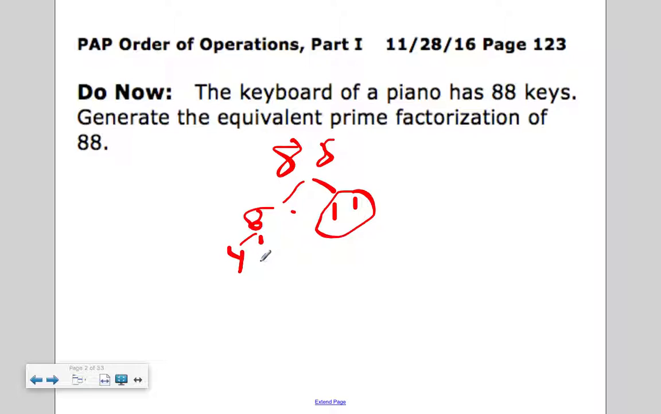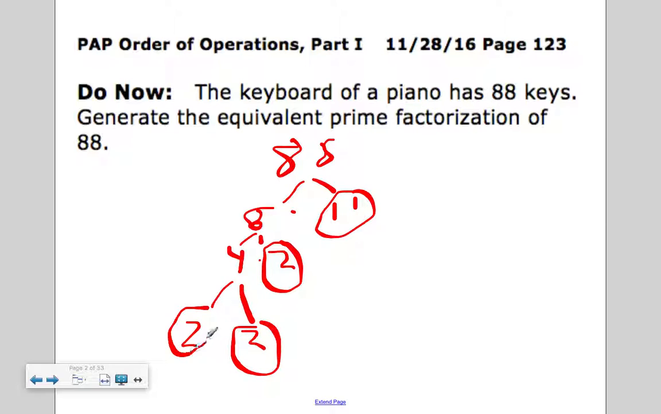Did you know some kids will say 8 is 4 times 4? Please do not be that kid, because we're multiplying. 2 is a prime factor. 4 is 2 times 2. These 2's are prime factors. So what prime factors make up 88? 2 times 2 times 2 times 11. Could I write this using exponents? 2 cubed times 11.